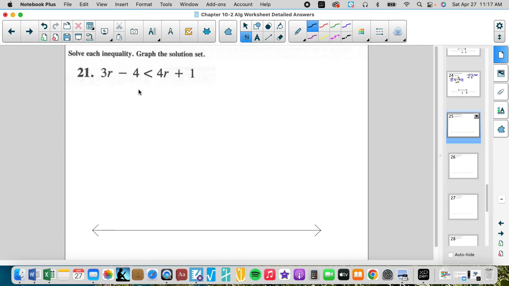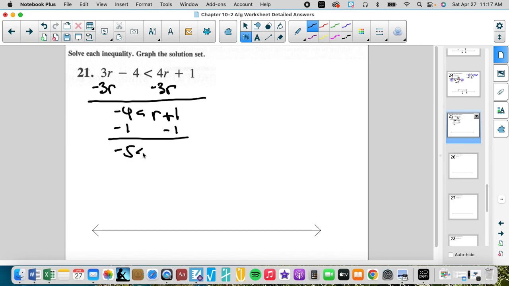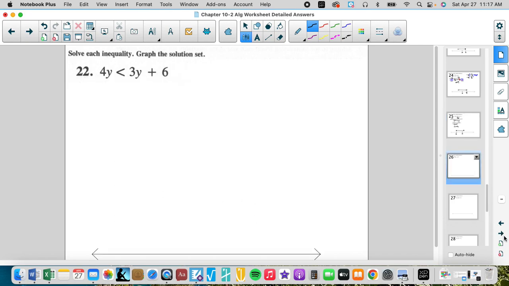So notice we have variables on both sides. I would always move the variables first. And then I'd move the constants. Negative 5 is less than r, also known as r is greater than negative 5. I have my 0, I have my negative 5, open circle, my solutions are greater than negative 5, values greater to the right, and we just graphed it.